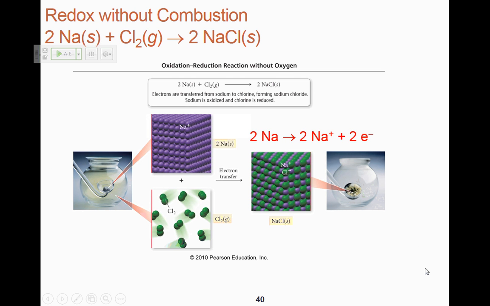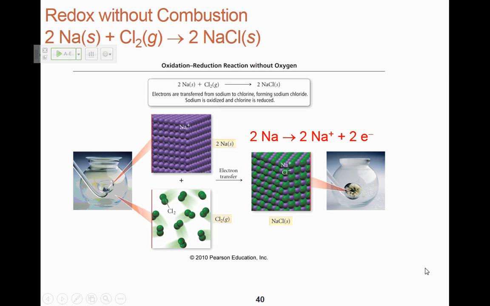Another example, actually forming ions. If we take two elemental compounds and react them, sodium metal and chlorine gas to form NaCl, then that is an exchange. Sodium is giving up its electrons. So we'll talk about these equations. This is our electron equation.